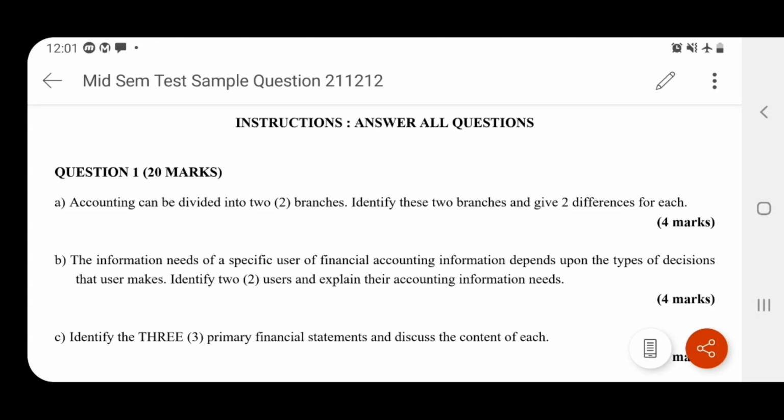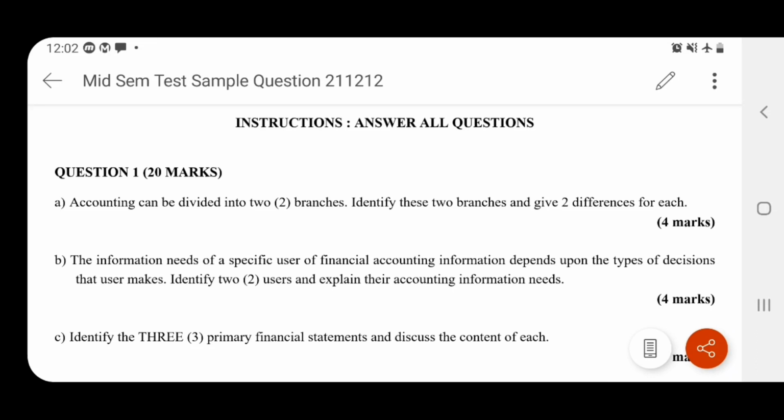I think this question is a mid-semester test question done in the year 2019. I show you this mid-semester past year question because I want to expose you to the format of the mid-semester test question.